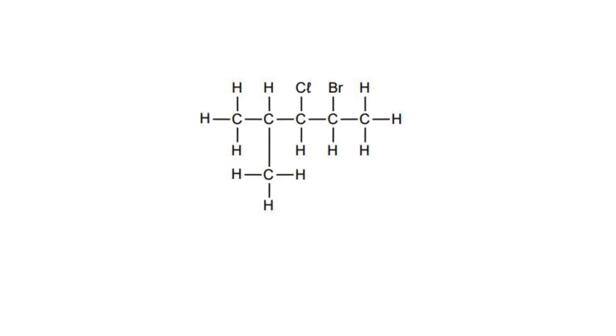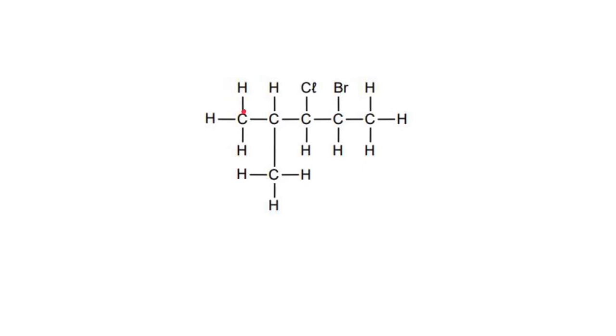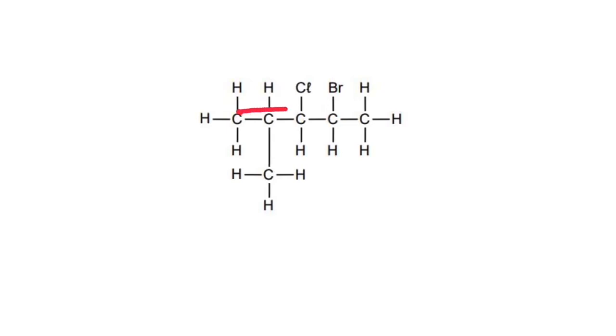The first thing, we will identify our longest carbon chain, which will be easy to do in this problem. So let me just go ahead and do that. There we go. We have our longest chain, right? Now we need to number our carbons from the side closest to the halogen or closest to the branch. If we start counting from the left, we're gonna have a branch on the second carbon. And if we start numbering from the right, we're gonna have a halogen on the second carbon.